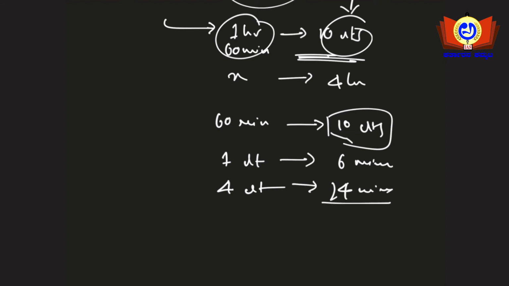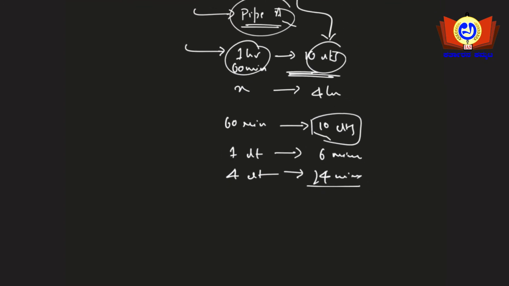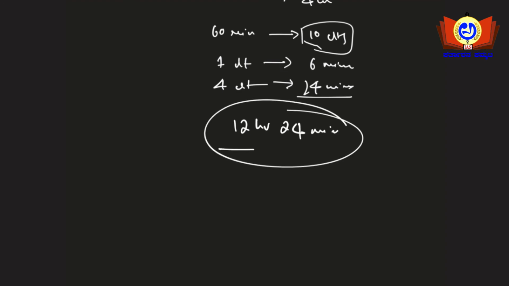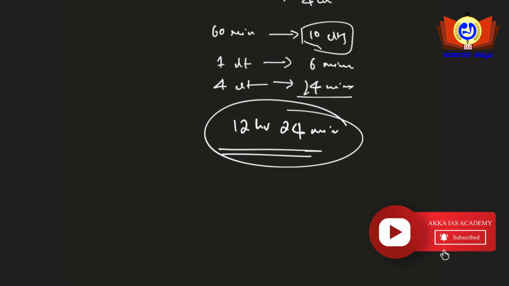So upon adding up, 12 hours 24 minutes is the answer I will be getting here. 12 hours and 24 minutes. This is the answer. So I have dealt with 2 types of methods here. Using the formula method, kindly solve it yourself and check with the answer. Moving on to the next question.